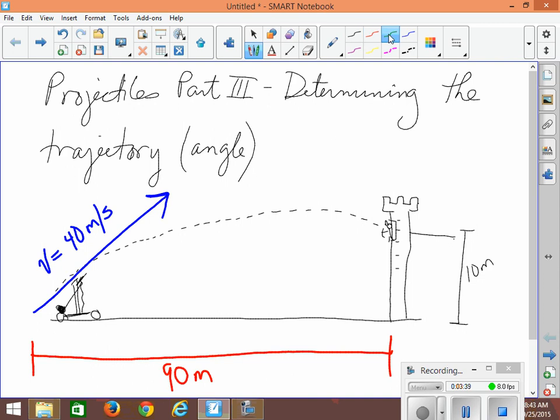So the other thing that I will tell you is the angle. Well, I won't tell you it, but I will identify it here, and I'll call it theta, which is our mathematical unknown angle. And our job this time is to figure out what is the trajectory. Where would you have to angle this projectile? How would you have to fire it in order to make all of this happen?